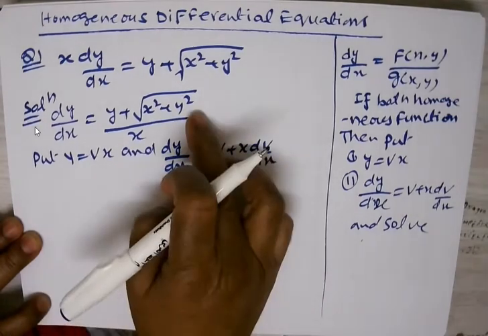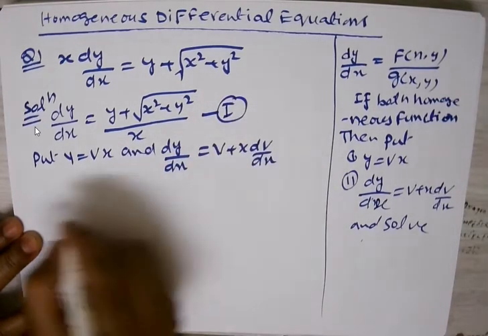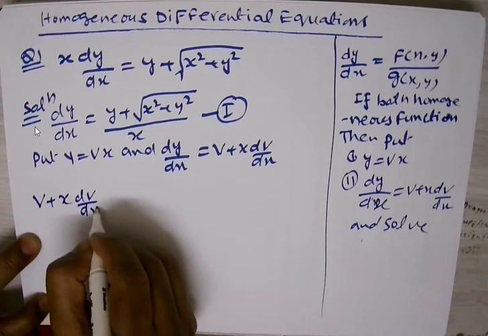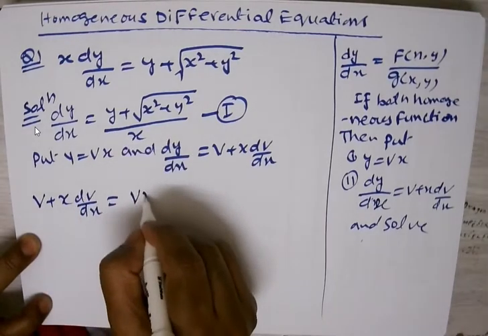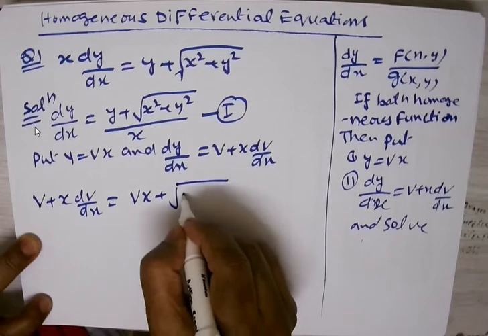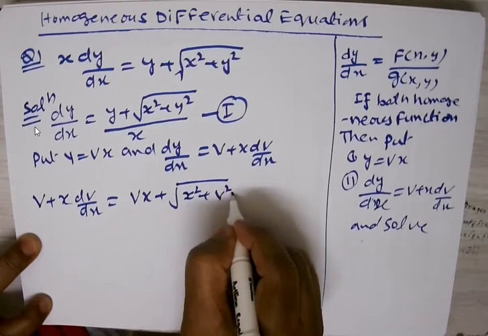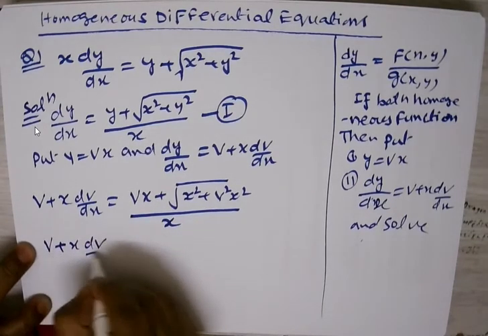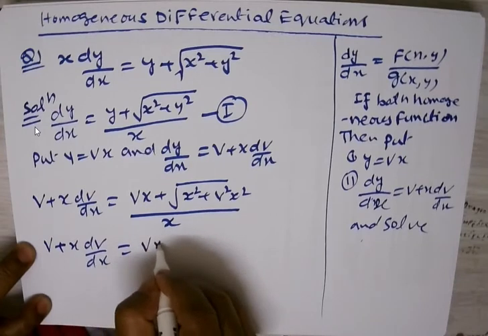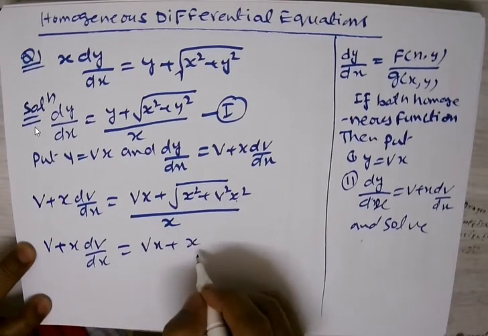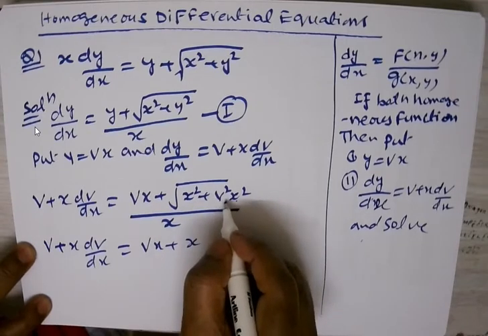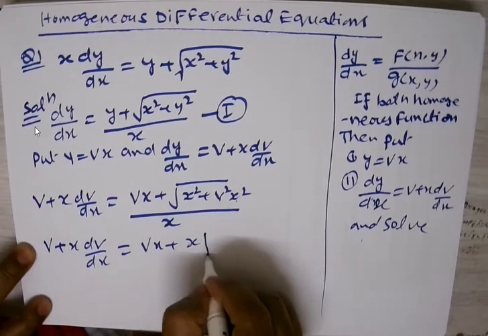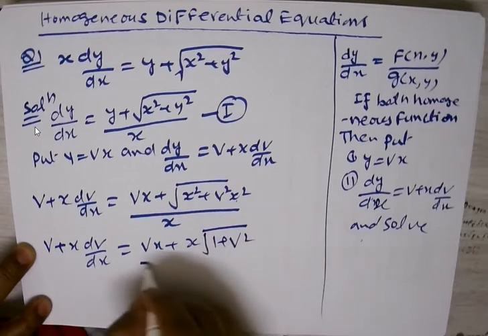Replace these values here and then check what the equation becomes. I am assuming that as equation 1. dy/dx, meaning v plus x dv/dx, is equal to y, meaning vx, plus square root of x square plus y square, meaning v square x square, over x. Simplify until the last step: vx plus, we can keep x square outside, and when you keep it outside the square root, the square root of x square means x, and it is 1 plus v square, divided by x.